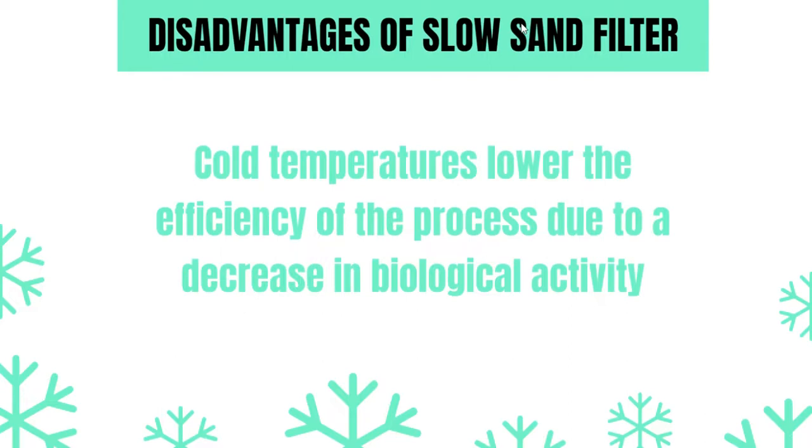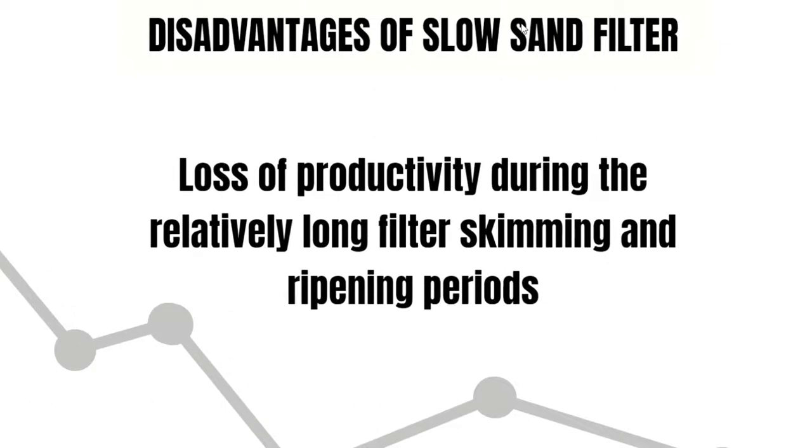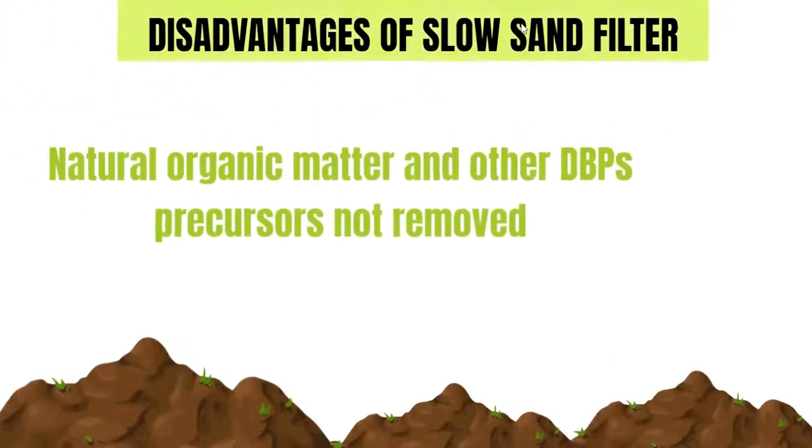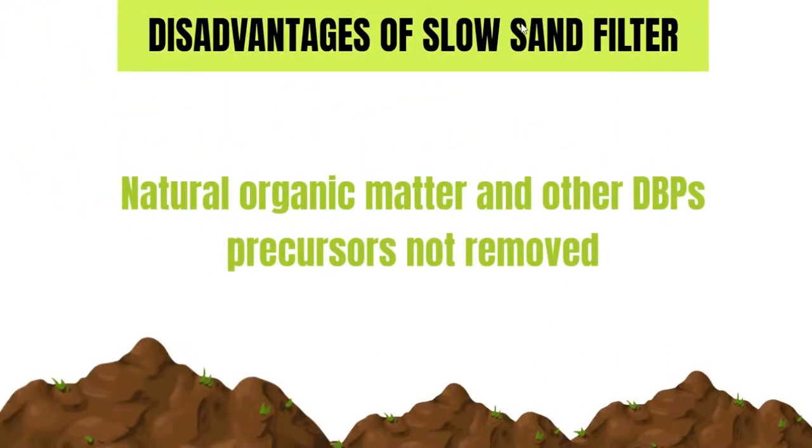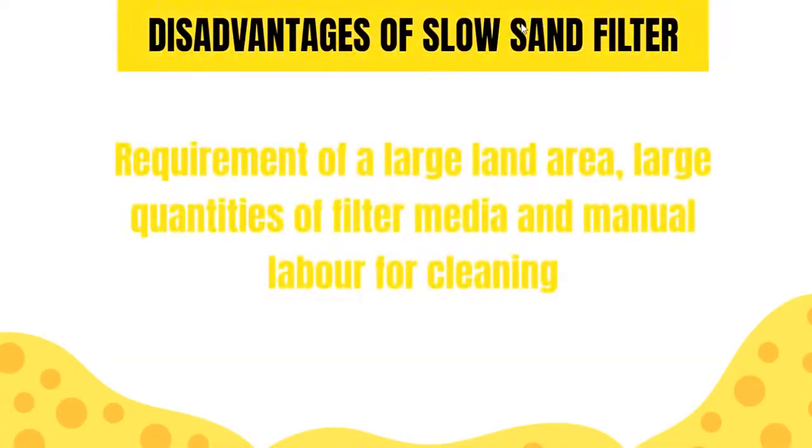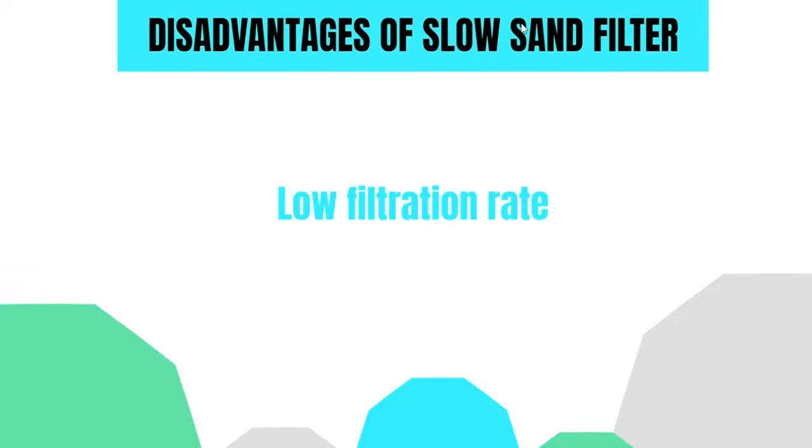Disadvantages of slow sand filtration. First, cold temperature lowers the efficiency of the process due to a decrease in biological activity. Loss of productivity during the relatively long filter skimming and repairing periods. Natural organic matter and other disinfection byproduct precursors not removed may be found if chlorine is applied for final disinfection. Requirement of a large land area, large quantities of filter media, and manual labor for cleaning, and a low filtration rate.